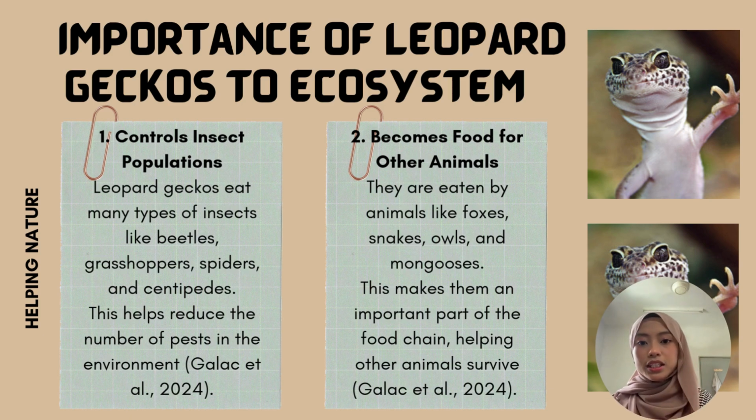The second one is that they become food for other animals. They are eaten by animals like foxes, snakes, owls, and mongooses. This makes them an important part of the food chain, helping other animals to survive.